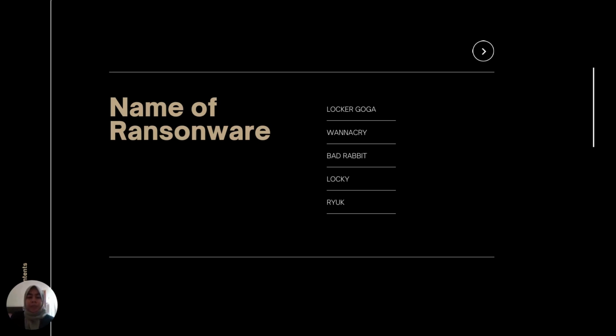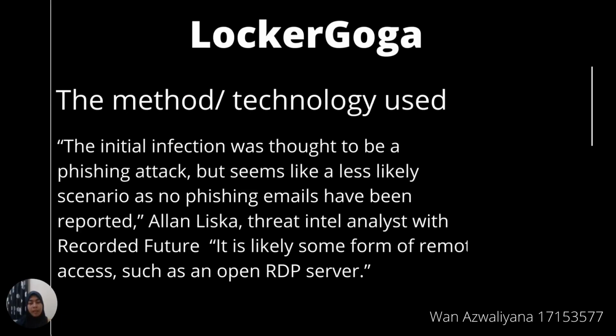We are going to present five ransomwares, and they are Lokagoga, WannaCry, Bad Rabbit, Loki, and Duke. The first ransomware that we are going to talk about today is Lokagoga ransomware. How is it done? What is the method used?